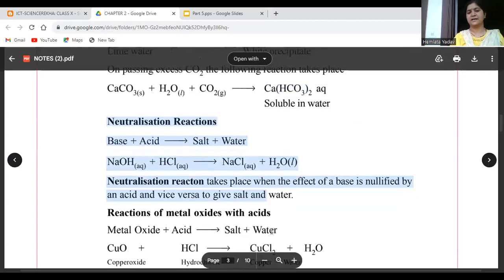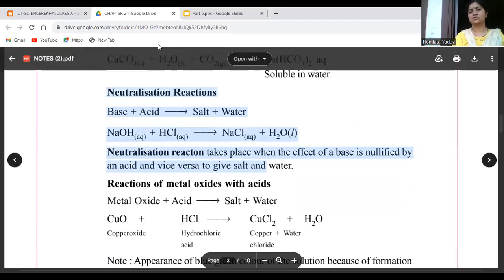Neutralization is when bases react with acid, then we get a salt and water. This is the neutralization reaction.